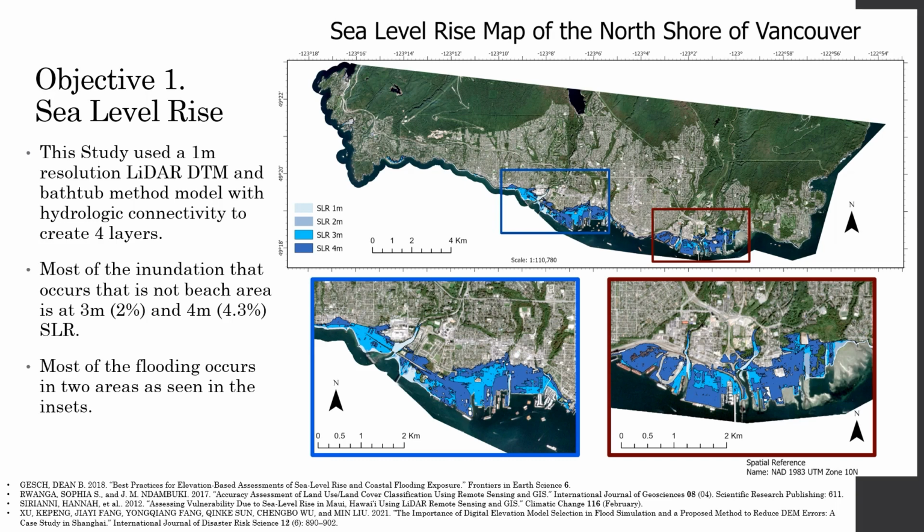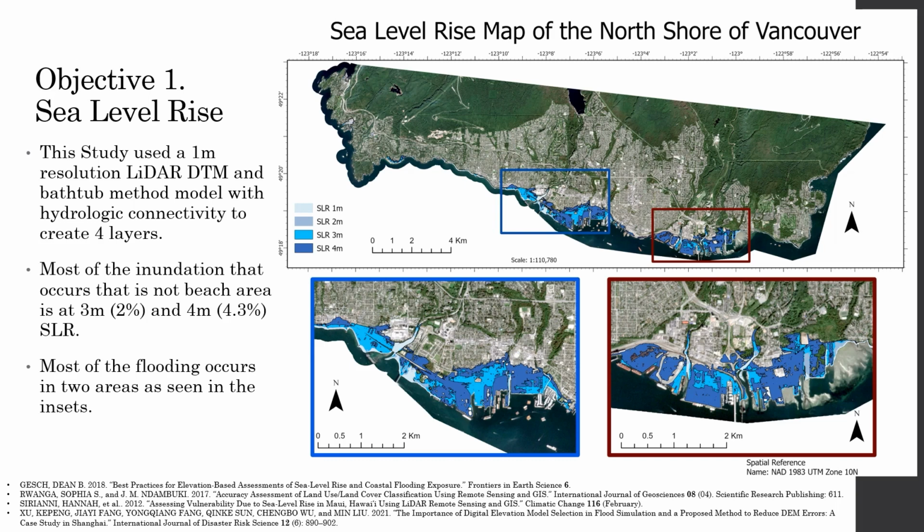Bathtub method is one of the most extensively used to delineate inundation zones. When used with hydrologic connectivity, inundation only occurs in areas that are directly connected to oceans.